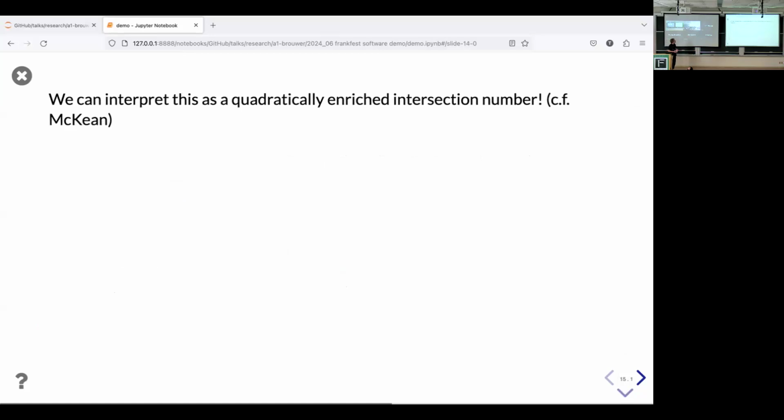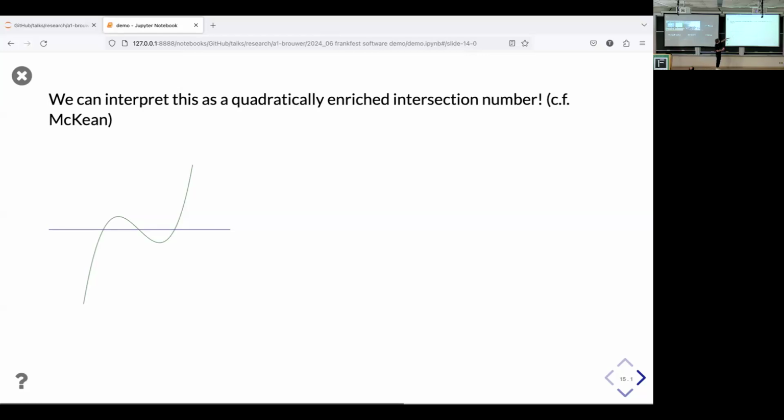And what I want to do is interpret this as a quadratically enriched intersection number. And the minus 1, I think, was a feature of the orientation being flipped. But basically what's happening here is if you think about this polynomial as it crosses the x-axis, if I just counted the roots, I'm counting 3. And that's the rank of that form we just saw. What I want to do instead to get the signature is count with some extra data.